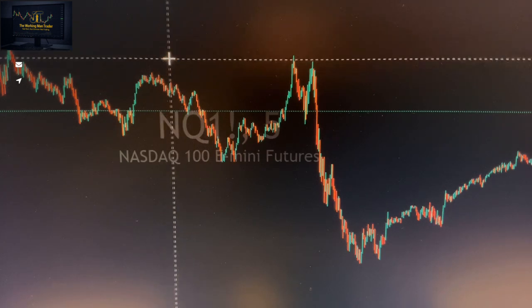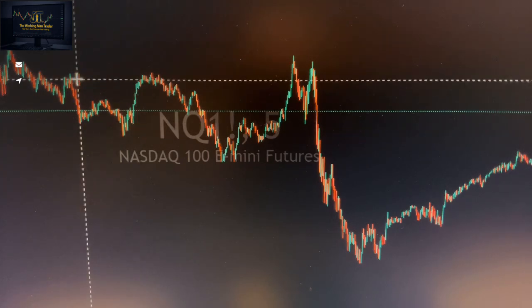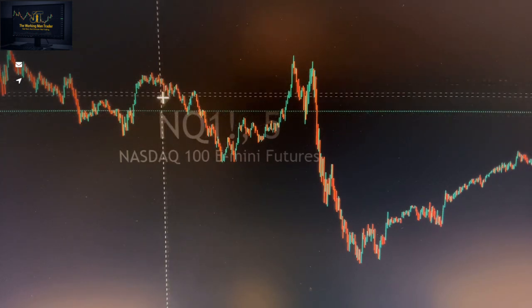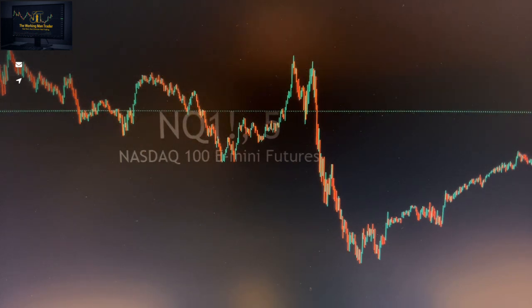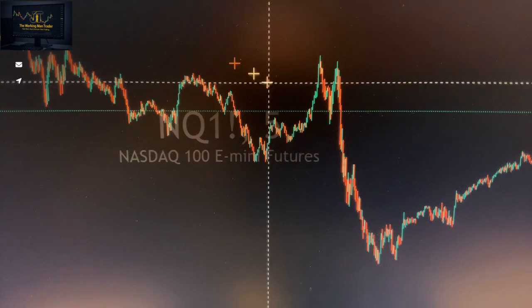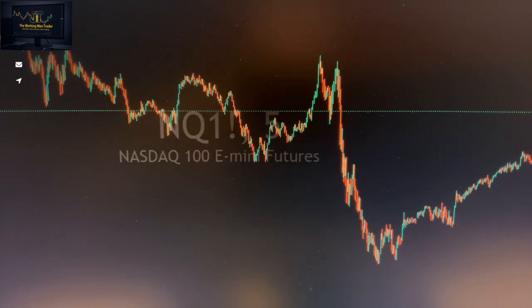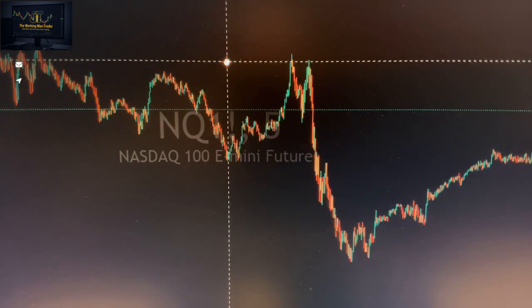My model is built around 6 core concepts: a break of structure, sweeps, displacement, reclaim, zones, and timing windows. And once you understand these, the chart becomes simple. So let's start with a BOS, or a break of structure.